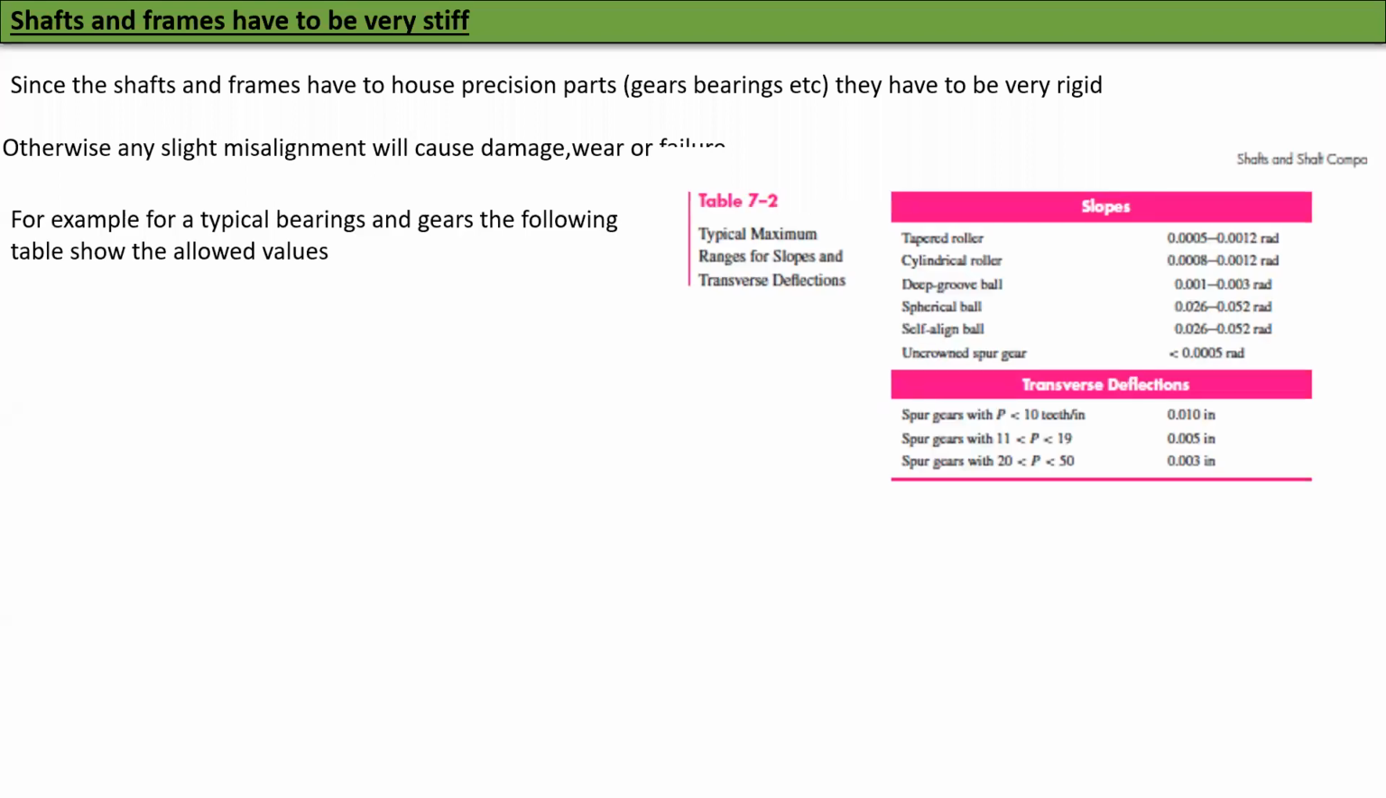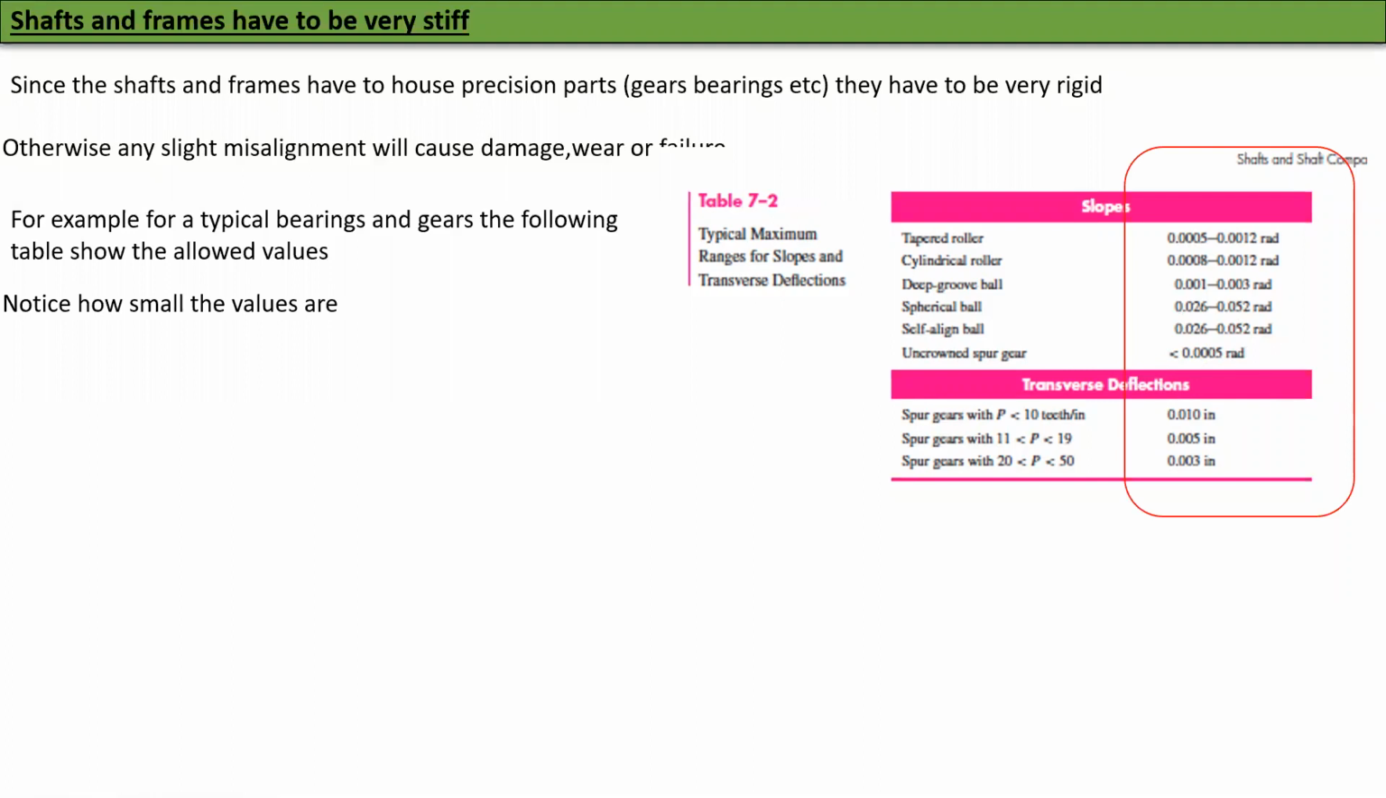For example, for typical bearings and gears, the following table shows the allowed values. So you can see that different kinds of bearings are listed here: tapered roller, cylindrical roller, deep groove ball, spherical ball, self-aligned ball, uncrowned spur gear, all of these things. It tells you what are the slopes of the shaft that are allowed. You can see that all these slopes are in radians, and you can see that things are gradually better. But if it's uncrowned spur gear, any kind of slight misalignment of the angles are a problem. Also, deflections are a problem. So two geometrical features, angles and deflections. So remember that those two things have to be within critical limits.